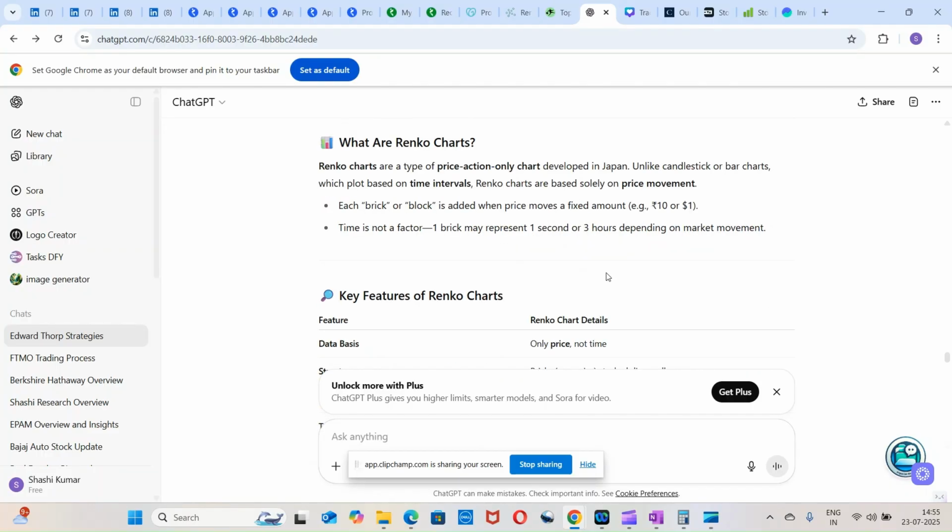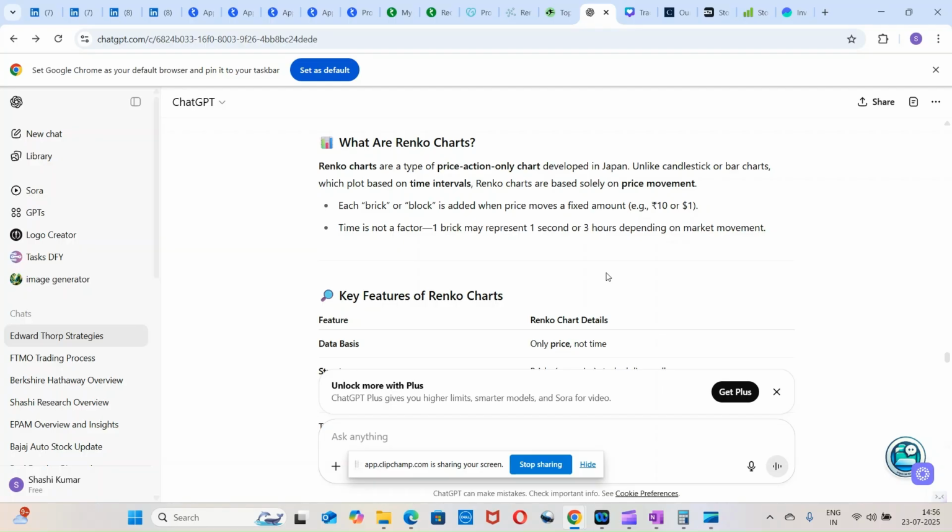So Renko charts are a type of price action only chart. They only depict the price action, and these charts were developed in Japan. Unlike candlestick or bar charts, which plot based on time intervals, Renko charts are based solely on price movement. In candlestick we have both the price and the time, and both are used to plot the candlesticks. But in Renko chart, it's only price. They are solely based on price movement only.